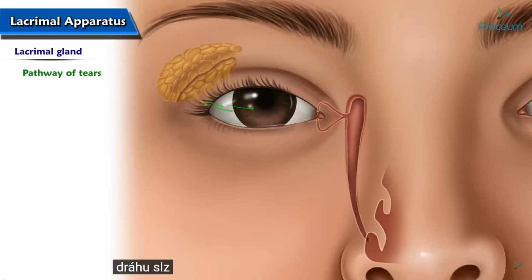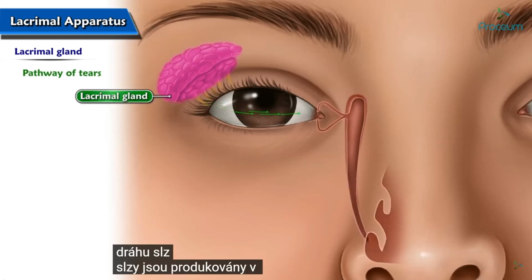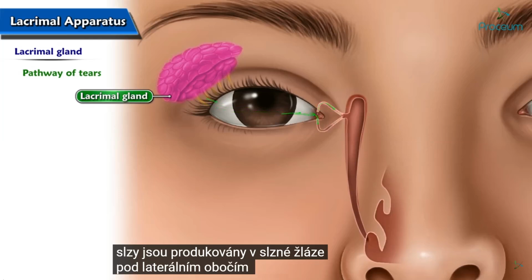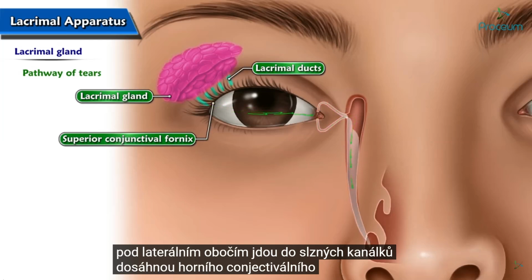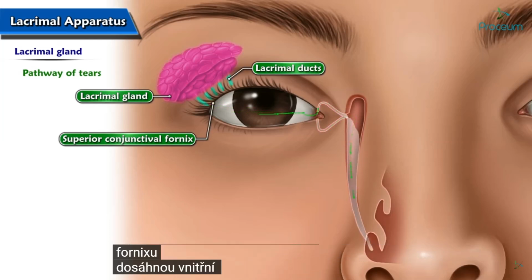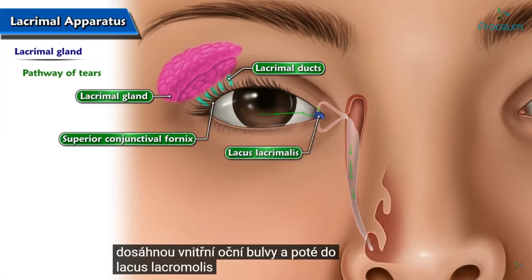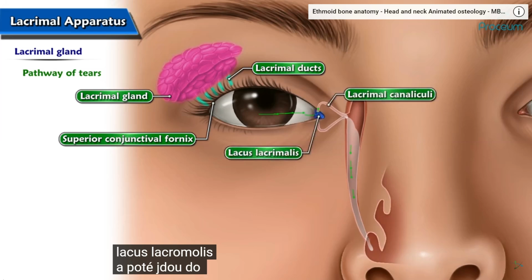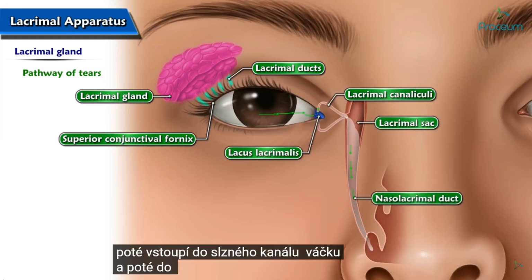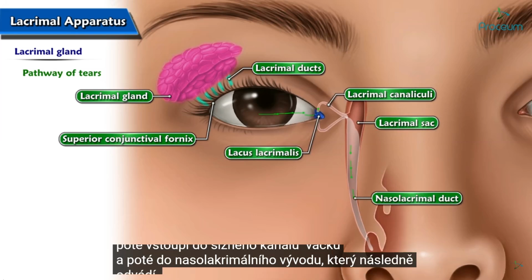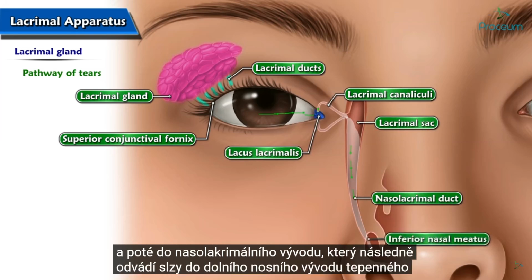Pathway of tears. Tears are produced in the lacrimal gland, below the lateral eyebrow. Go to lacrimal ducts. Reach the superior conjunctival fornix. Reach the anterior eyeball, and then to the lacus lacrimalis. And then go to lacrimal canaliculi, at the inner canthus. Then enters the lacrimal sac. And then to the nasolacrimal duct, which then drains the tears into the inferior nasal meatus.